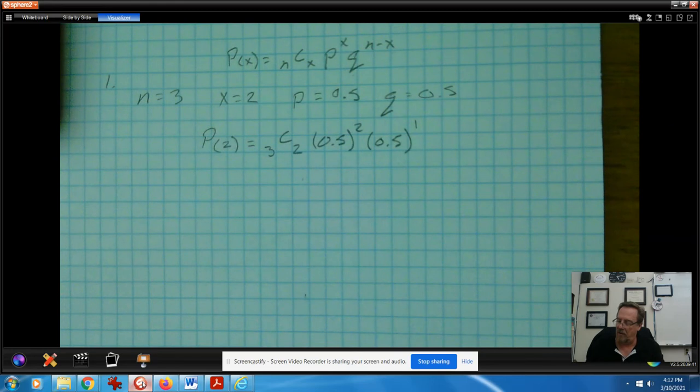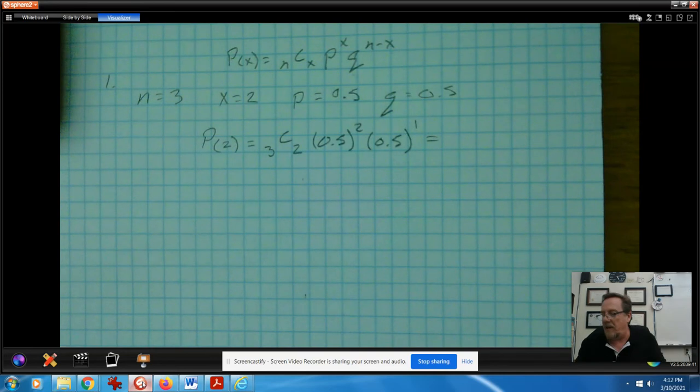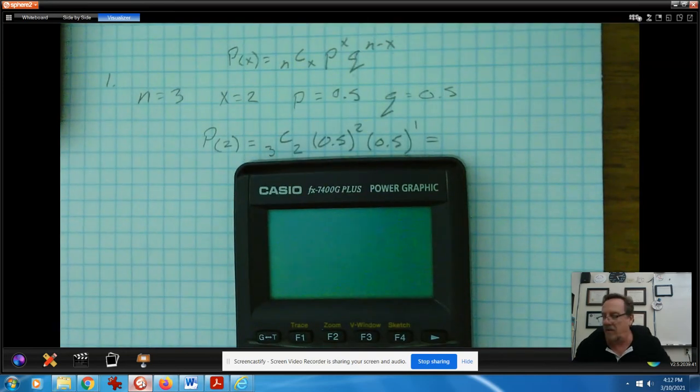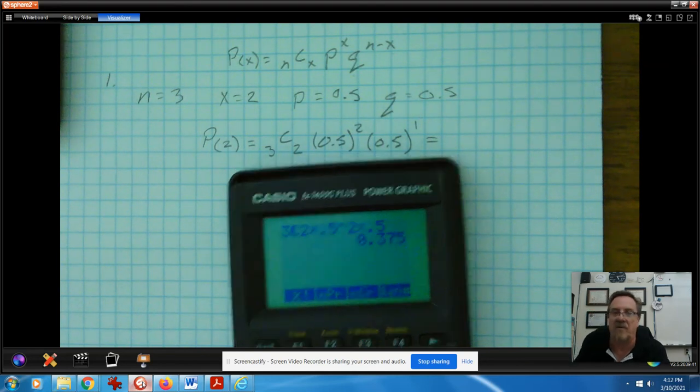All right. So let's take a look at this by grabbing a calculator. We can just run this into our calculator. On mine, I have a little probability section. So what I'm going to do here is go 3 choose 2 times 0.5 to the second power times 0.5 to the first power, and that gives me 0.375.